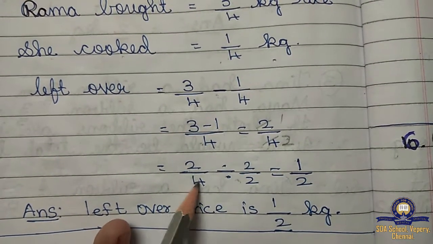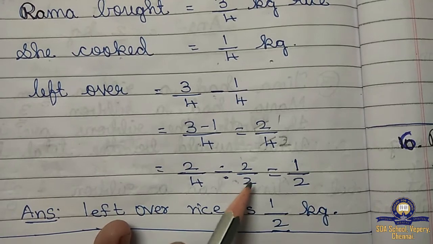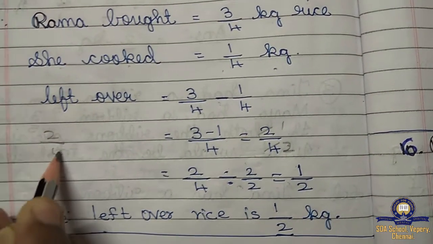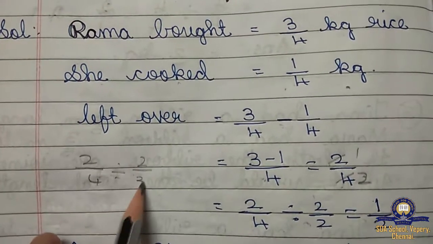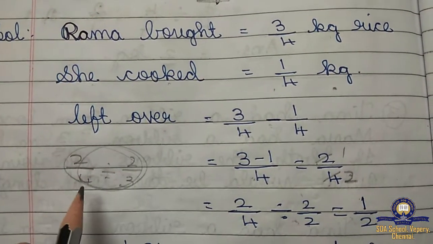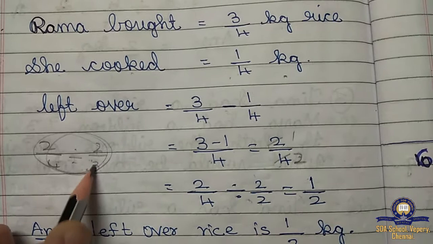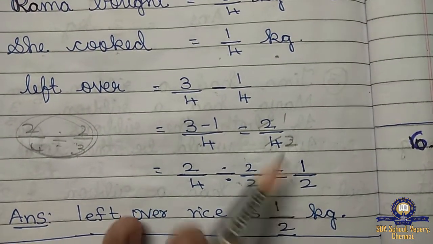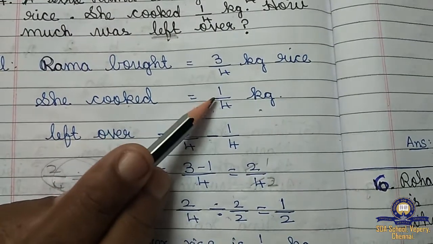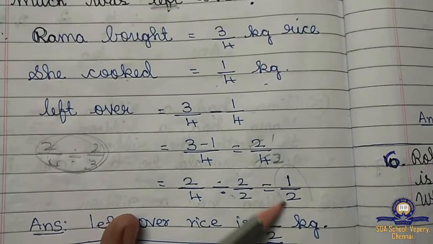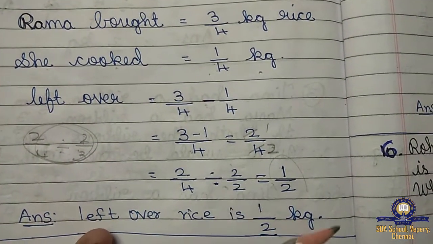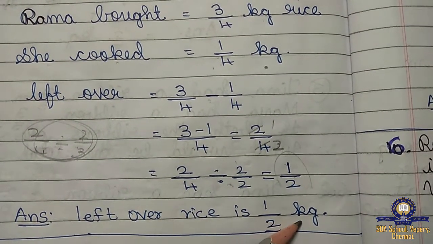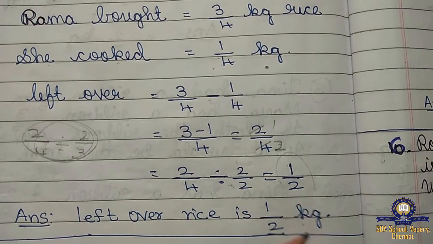Okay children, if you write like this, what is the remainder? 1 by 2, 2 by 4 divided by the same table. Many of them in homework, some of them, wrote 2 by 4 and then wrote 2 here, sometimes 3. No, the same table alone should be used. Understood, children? So 2 by 2. So 3 by 4 minus 1 by 4 means what's the answer? Half kg is leftover. Leftover rice is half kg, otherwise 1 by 2 kg.